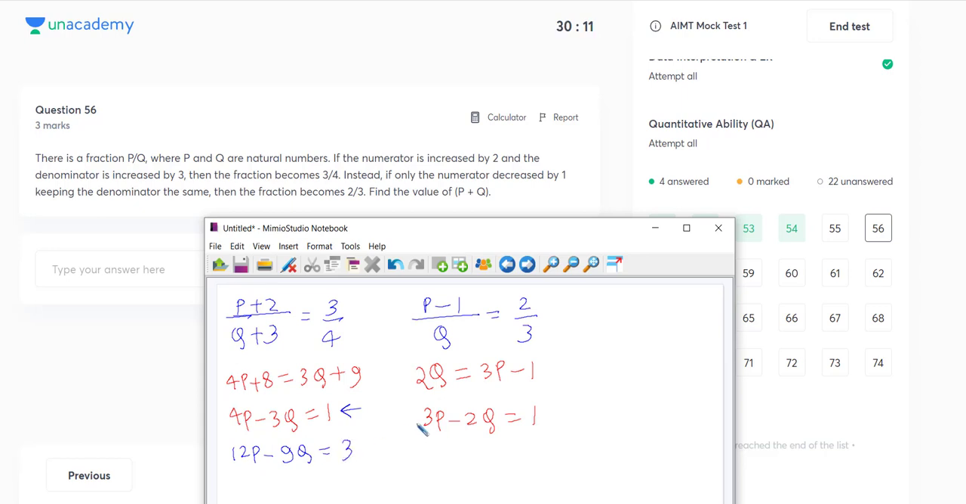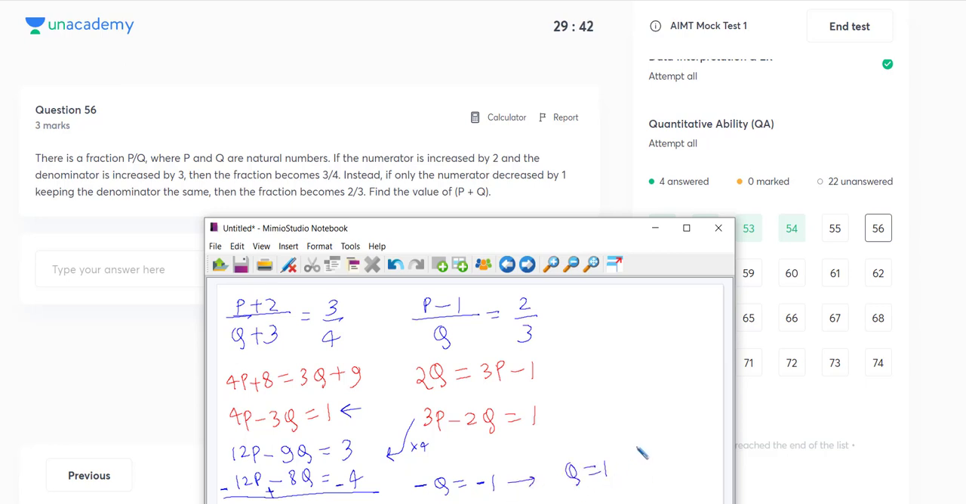And multiply this equation by 4. Hold on, we do not need to do this, or let's do this. 12P minus 8Q is equal to 4. Now let's subtract these two equations. So this is going to be minus Q is equal to minus 1. So we got Q is equal to 1.